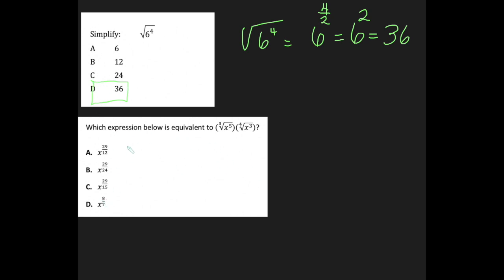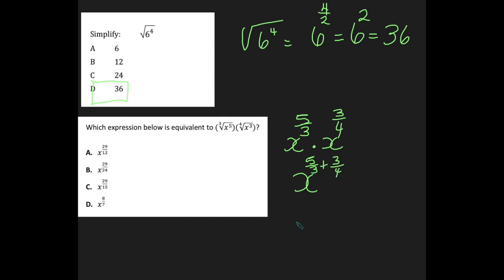The second example says which expression below is equivalent to the cube root of x to the 5th times the 4th root of x to the 3rd. So again, we first have to change this from the radical form to the exponent form. So that would be x to the 5 over 3 that you're multiplying with x to the 3 over 4. When the bases match, you keep your base and you're going to add 5 over 3 plus 3 over 4.